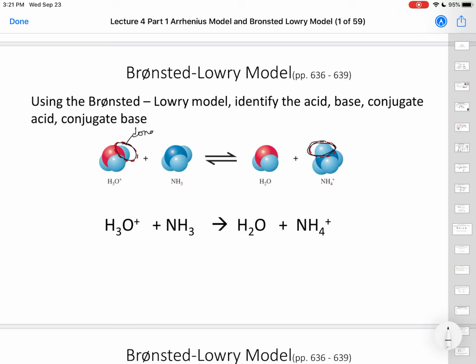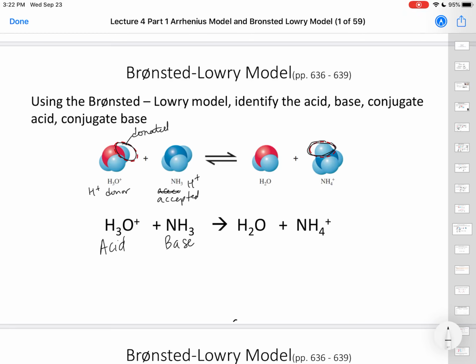Because this hydrogen is donated, we say that this is the H plus donor. And NH3 accepted an H plus to form NH4 plus. So remember, if you donate H plus, you are an acid. So H3O plus is your acid, and NH3 is your base. Since this is the acid, for the conjugate base pair, an easy way to think of this is just to reverse the reaction.